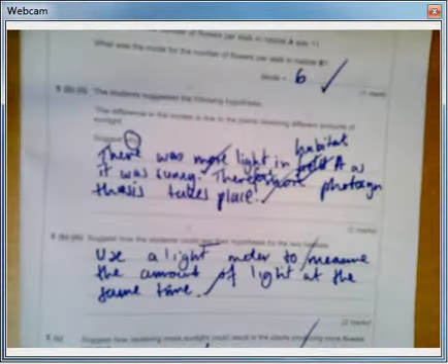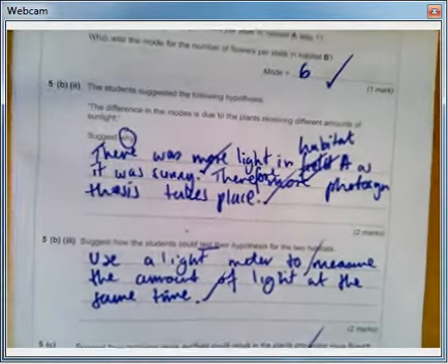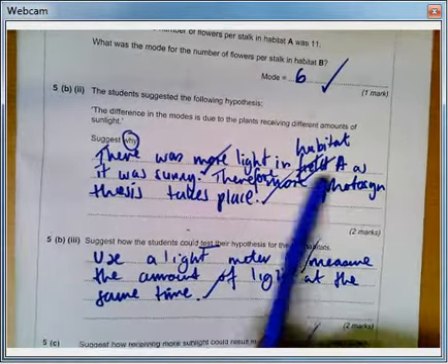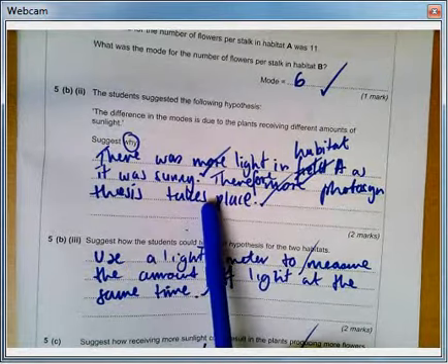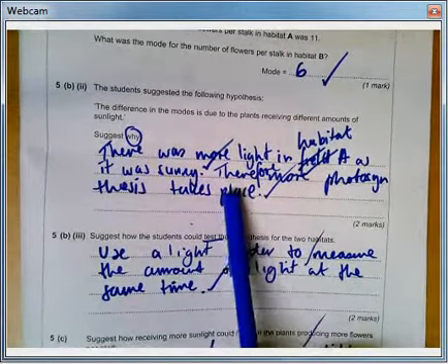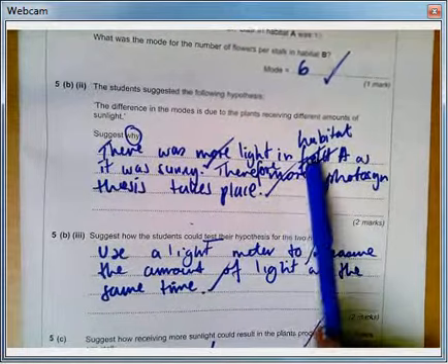The students suggested the following hypothesis: the difference in modes is due to plants receiving different amounts of sunlight. Suggest why. So the idea is that there was more light in habitat A as it was sunny. Okay, habitat A was sunny, remember, and habitat B was not, so you get a mark for that. And therefore more photosynthesis takes place. So let's take a mark for that.